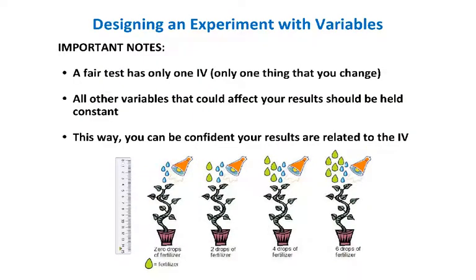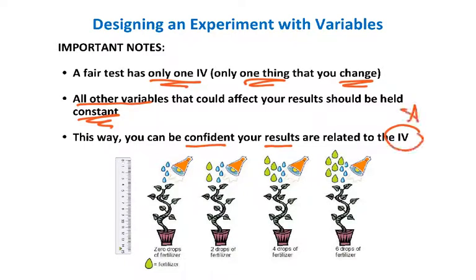Okay, so just a couple of important notes I want to mention. Okay, a fair test has only one independent variable. Okay, only one independent variable. You should have only one thing that you are testing and changing in your experiment. All other variables that might affect your results need to be constant. They need to be kept the same for all of the groups in your experiment. If you do this, then you can be confident that your results are because of the independent variable, right?